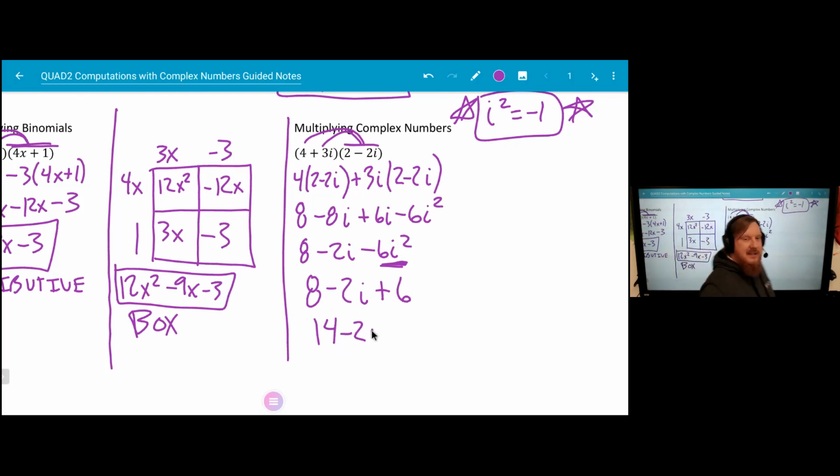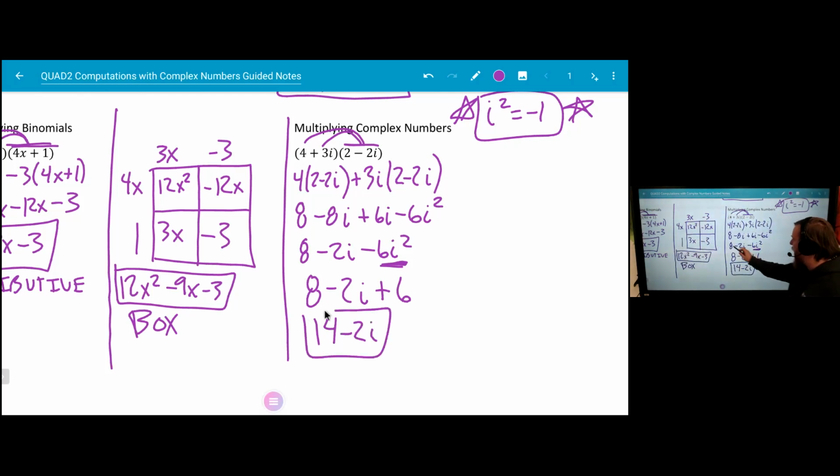Ooh, that's interesting. It looked like we were going to get 3 terms right here. We didn't because we had that i squared. But it looked like we were going to have 3 terms.